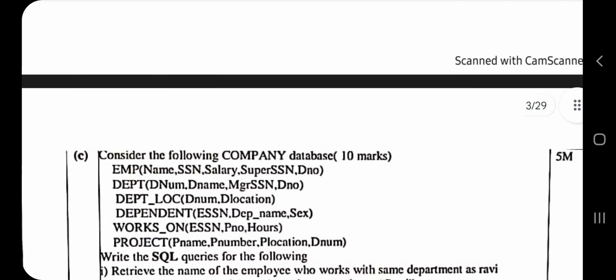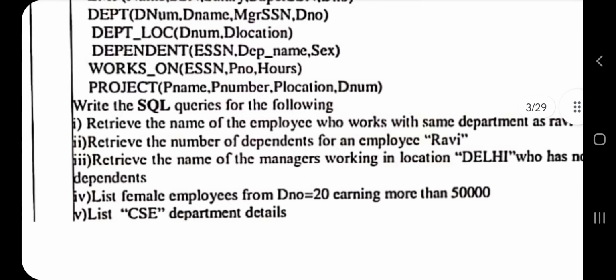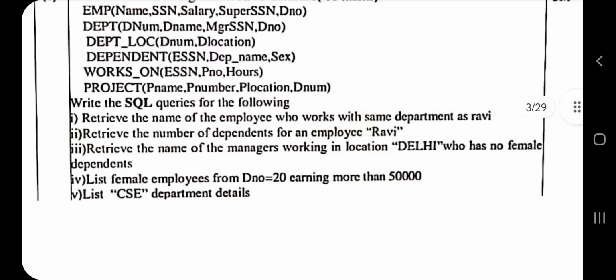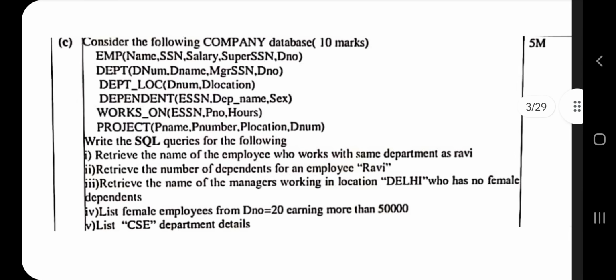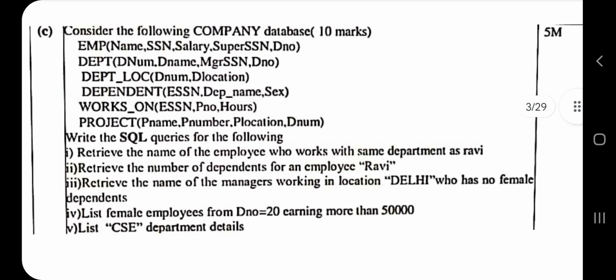Okay, so in the queries, the first query is retrieve the names of the employees who work with the same department as Ravi. So what's your first step? Retrieve the name of employee. So which table you are going to refer? Where all you can find the name? You can find the name here: D name, P name, project name and name. What we need? The employee's name, right? So which table we are going to refer? Employee table. Okay, so here we have retrieve the name, means select name from employee who work with the same department as Ravi.